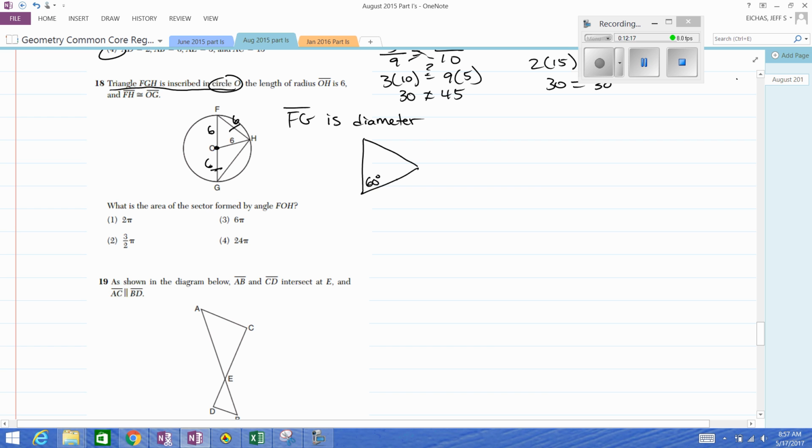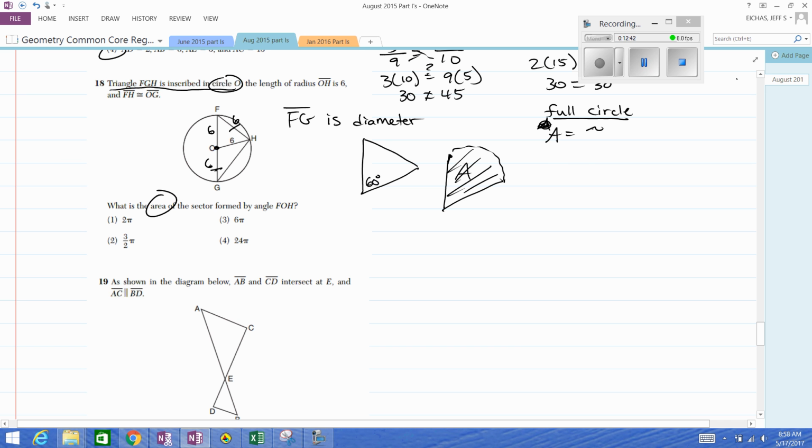Now they want the sector formed by FOH, so this here. Okay, they want to know what's the area of that. So we want the area of this stuff in here. All right, what I like to do with this problem is first get the area of the full circle. I think that's the way that works for me the best, anyway.